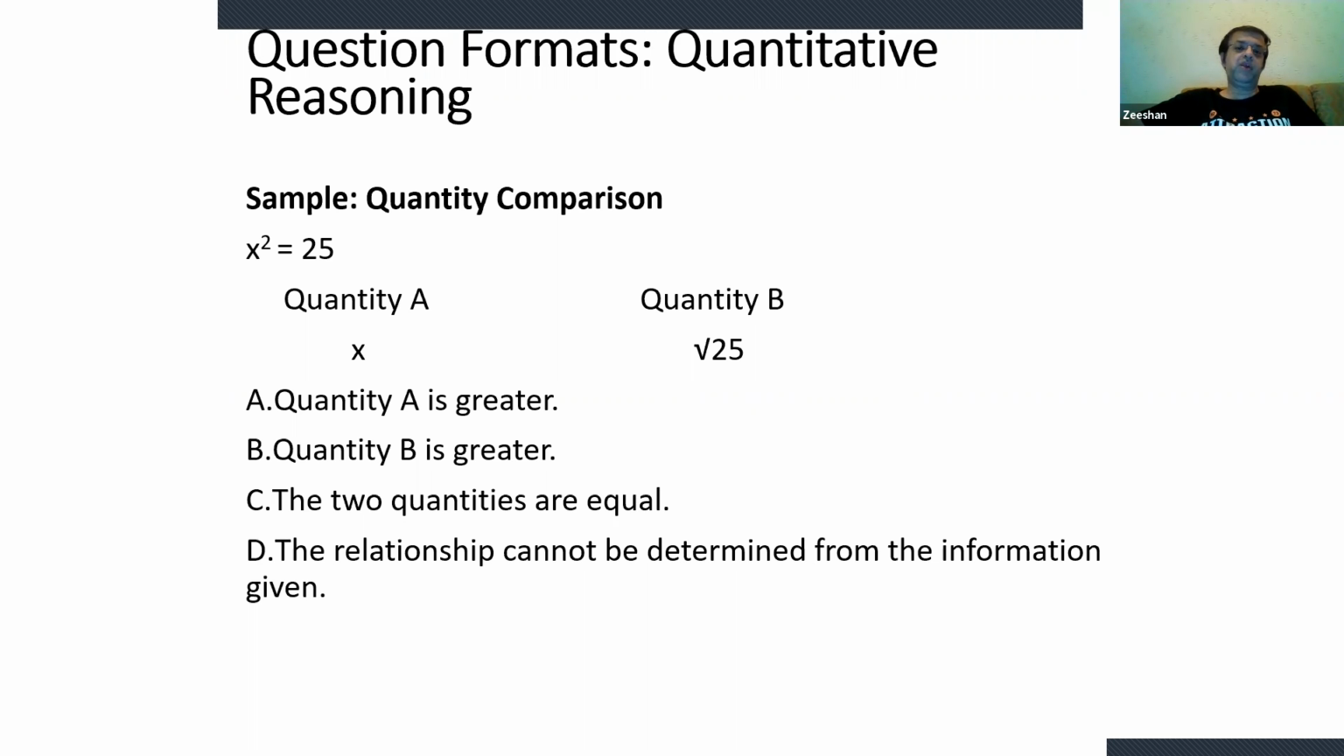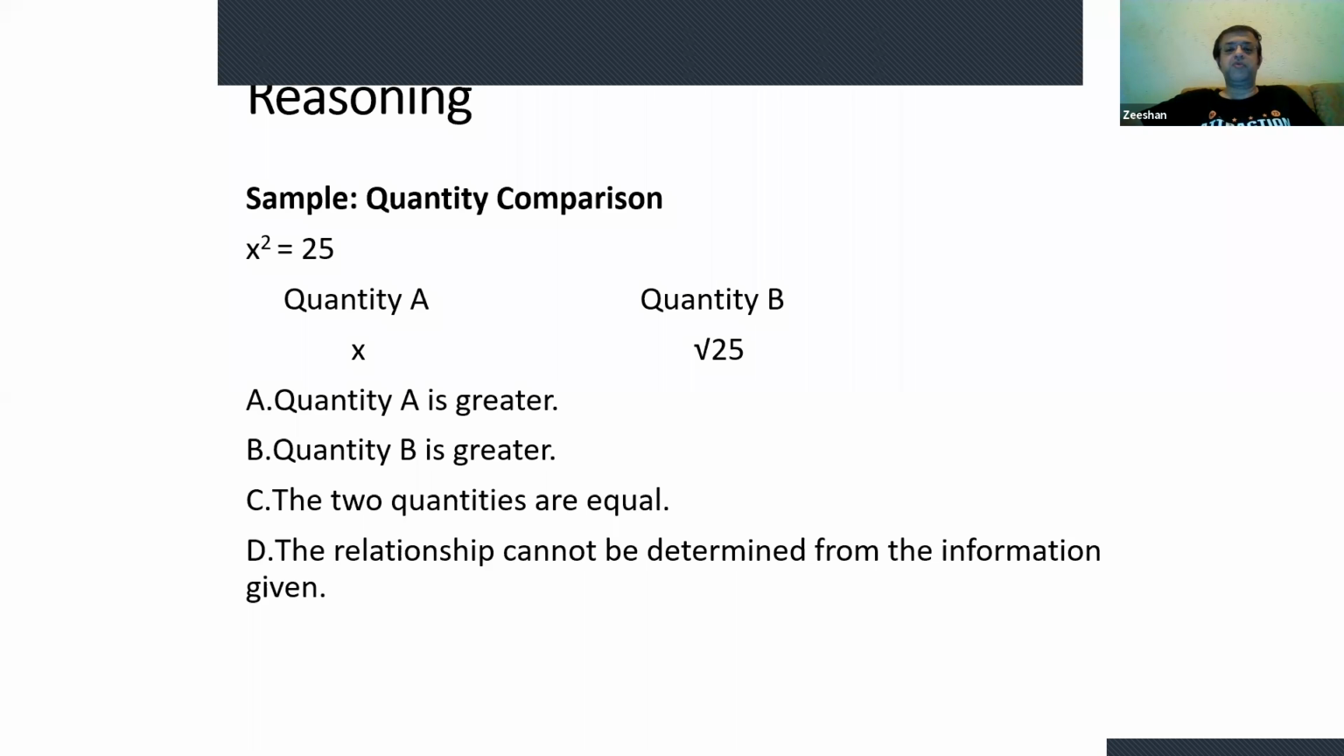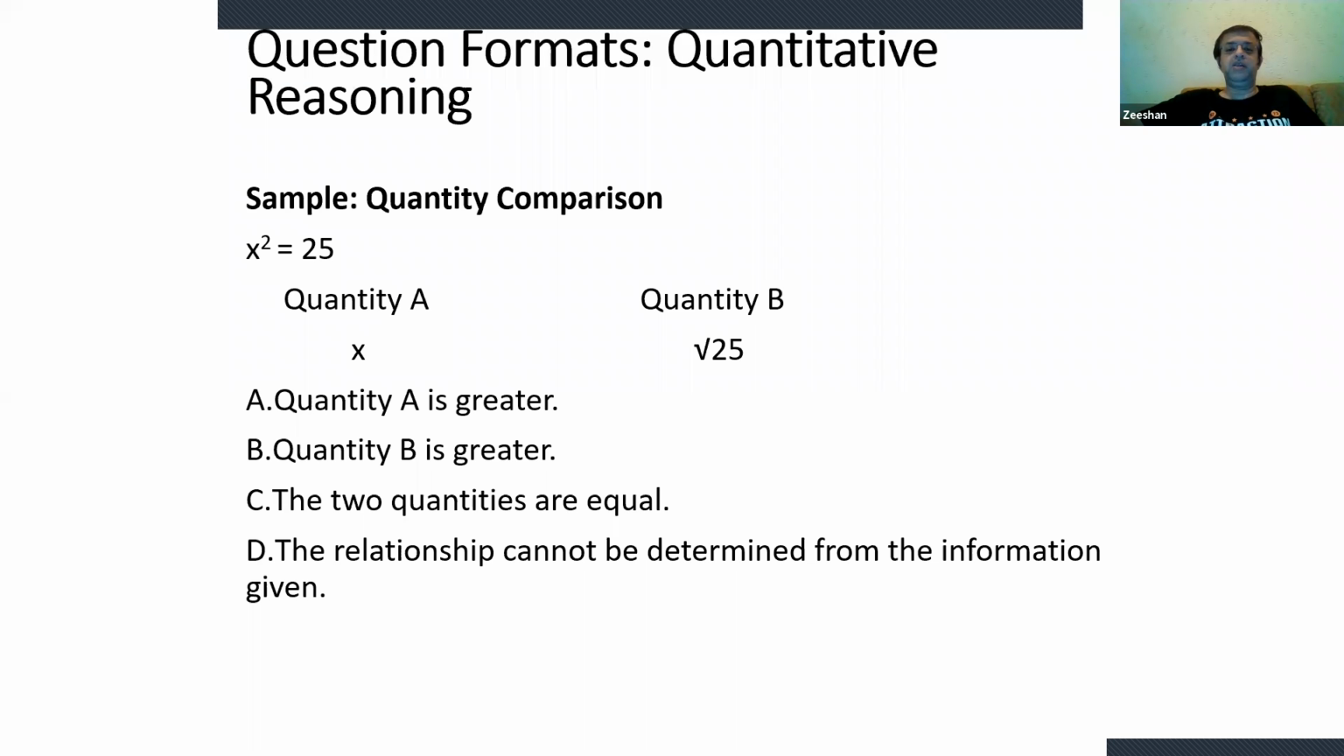5. So when I go to universities mostly, and whenever I ask this question, this is the general answer that I get. If x squared equals 25, then x is going to be 5. And in terms of quantity B, we have the square root of 25. So again, the square root of 25 is going to give you 5. So generally people say that the answer should be C. Quantity A is 5 and quantity B is 5.